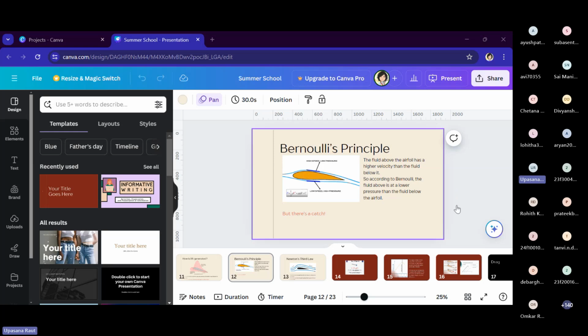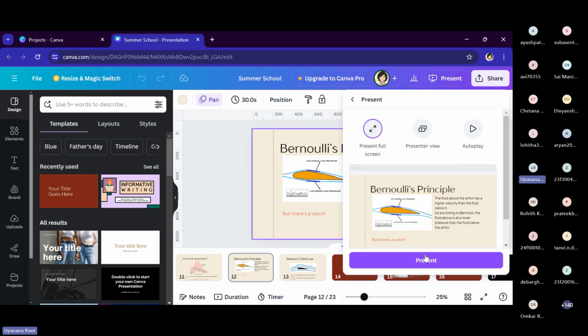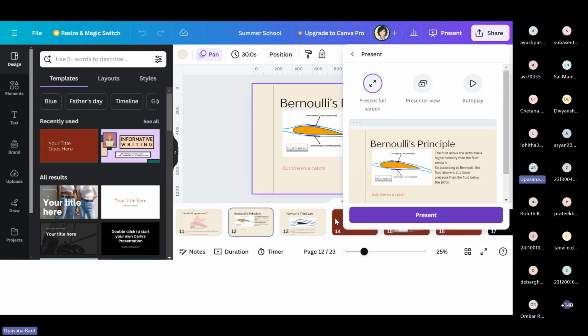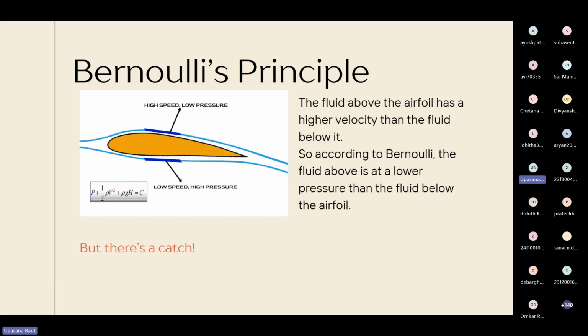So the flow needs to be streamlined to apply Bernoulli's principle, but this flow here is not streamlined, right? These are two separate flows. So we can't apply Bernoulli's principle here, but it does provide a good enough explanation that we carry on with. So are there any questions?